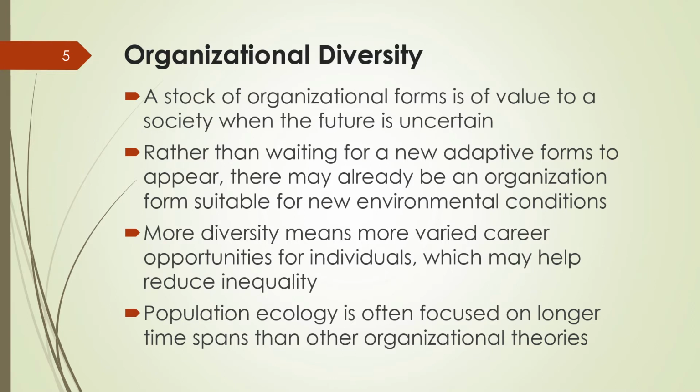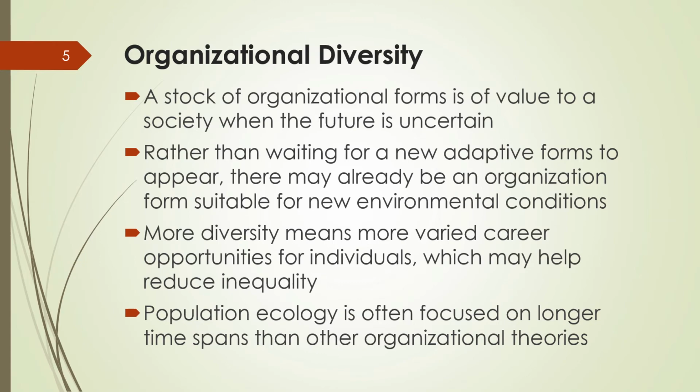One of the salient questions we ask is, why are there so many forms of organizations? Another salient question is to ask, what are the sources of increasing and decreasing diversity? A stock of organizational forms is of value to a society when the future is uncertain. Therefore, rather than waiting for a new adaptive form to appear, there may already be an organizational form suitable for the sort of new environmental conditions. All that really needs to be done is to reallocate resources to the more optimum form.